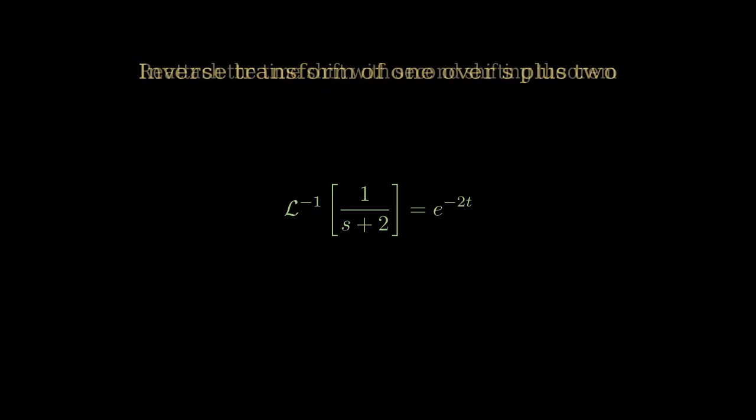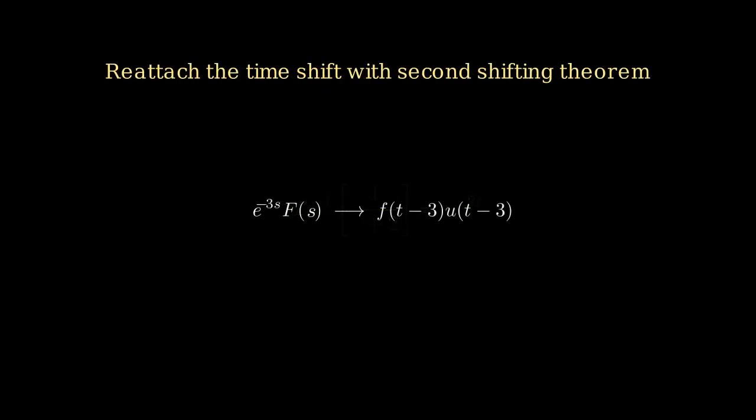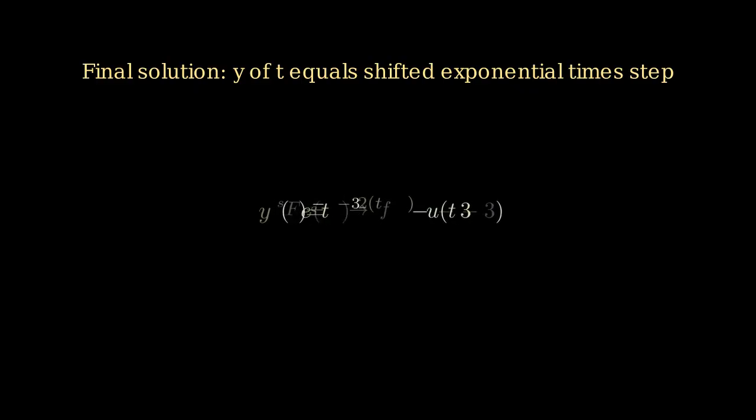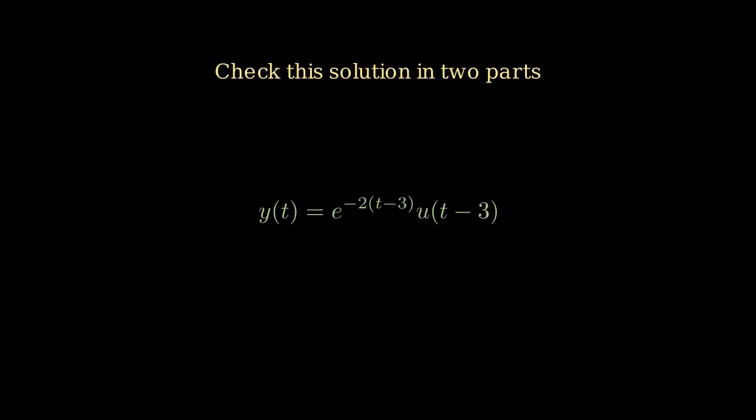Now we reattach the time shift using the second shifting theorem. This gives the final solution, y(t) = e^(−2(t − 3)) multiplied by the unit step function starting at time 3. Let's check this solution in two parts.